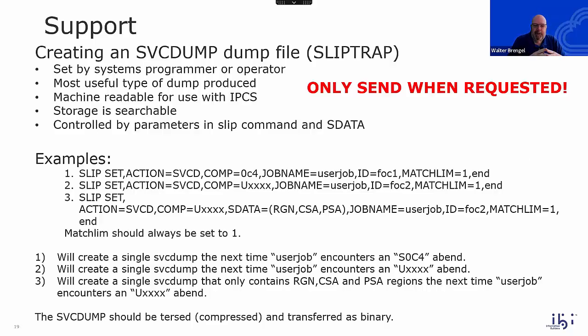If that doesn't give us enough information, we may ask that you have your systems people configure an SVC dump or set a slip trap. So it gives a lot more information. It's readable. I gave some examples. So the first one looks for a SOC 4 in a job name called username, user job. Match limit should always be set to 1, which means that once you encounter this condition, only create one slip trap. If it happens a second time, don't create it the second time. So it's like I want it to happen once and then stop.